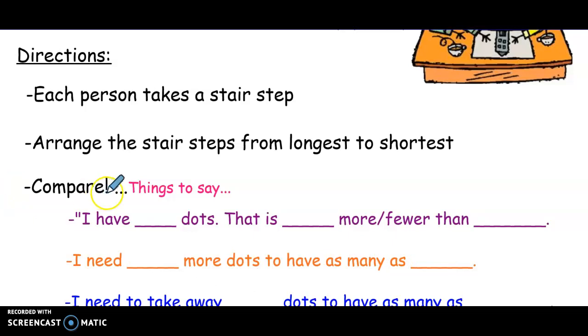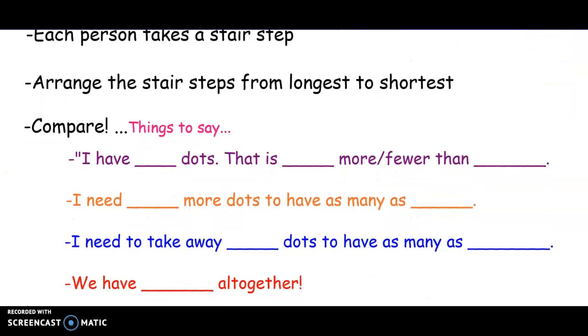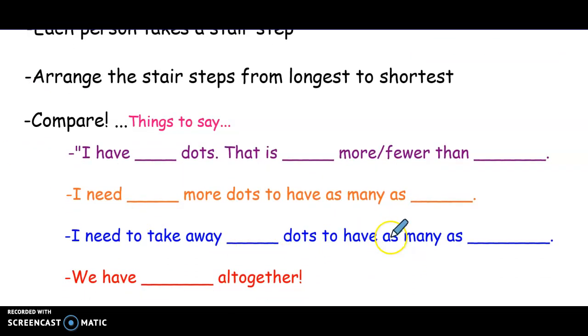Schweitzer picks 6, I would say I have 5 dots. That is 1 more than 6. So that I have more than Mrs. Schweitzer. I would say I need 1 more dot, or she needs 1 more dot to have as many as I do. Or I have to take away 1 dot to have as many as Mrs. Schweitzer. We have how many altogether? We would do 6 plus 5, and that is 11. Okay?